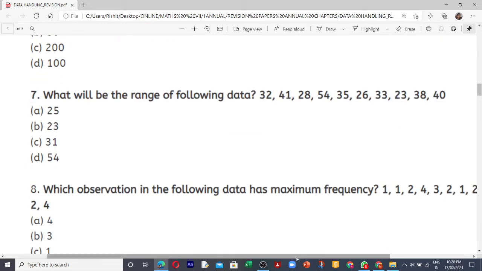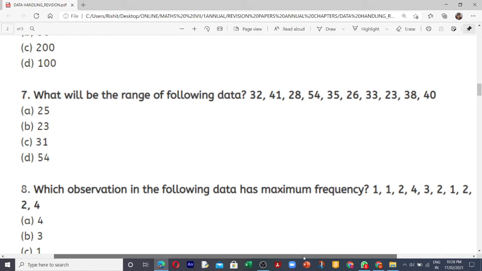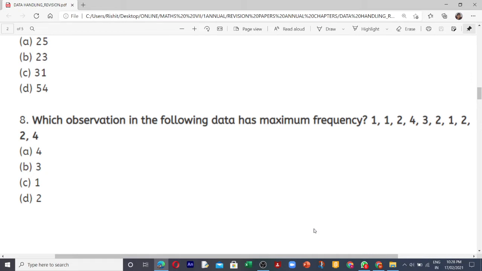Yes. Let's see this. It's visible, children. Now question number 8 is saying, which observation in the following data has maximum frequency? Which data is having maximum frequency? Is it 1? Is it 2? Is it 3? Is it 4? So what is the answer? Okay, maximum frequency.